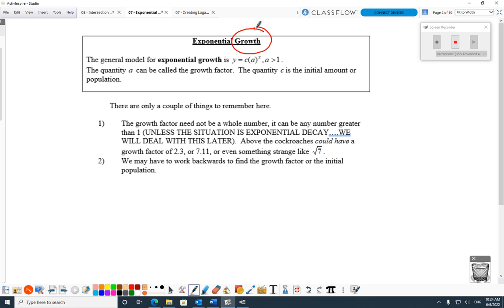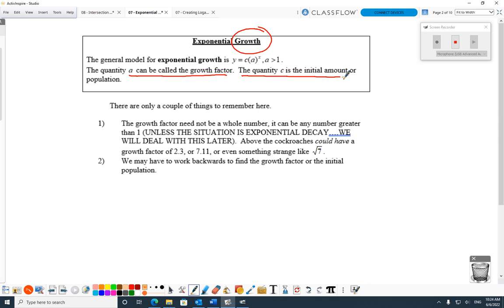It has to double, it has to triple, something like that. So the quantity a can be called the growth factor, usually called the growth factor, and the quantity c is the initial amount. Very simple setup. You put the initial amount there, and you put the growth factor there. There's only a couple of things to remember here.